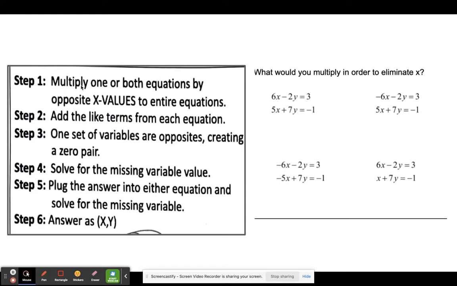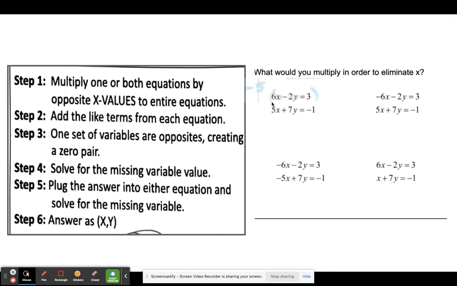All right, so you'll see here it says step 1, multiply one or both equations by opposite x values to the entire equations. Now, in a lot of cases you can just multiply one equation, just change one. But the way I'm going to show you, you're going to change both equations, starting with the first one. And the question says, what would you multiply in order to eliminate x? So in other words, what would you multiply times this 6x here, and what other number would you multiply times 5x so that they would eliminate each other?